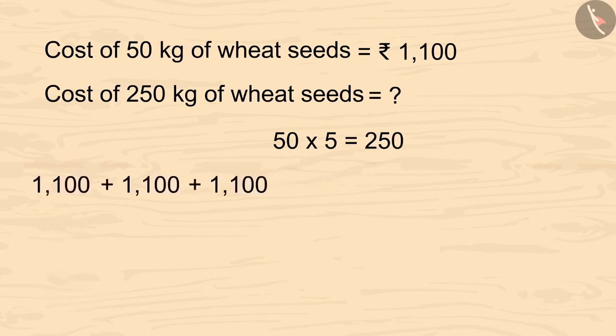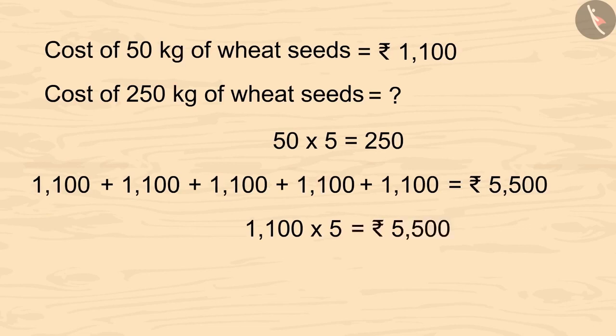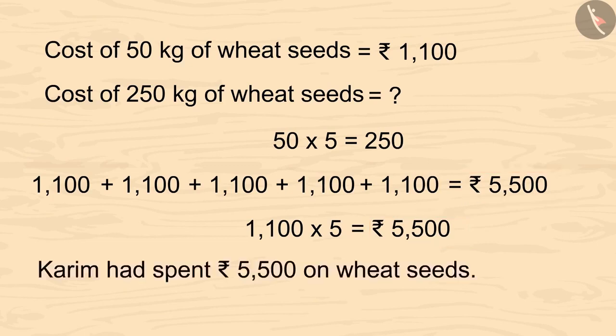We can also add 1100 up to 5 times, like this. Or we can multiply 1100 by 5 like this. So kids, have you noticed we have got the same answer with both the operations of mathematics, 5500? You can choose any of the operations whichever you find easier. So Kareem had spent 5,500 rupees on wheat seeds.